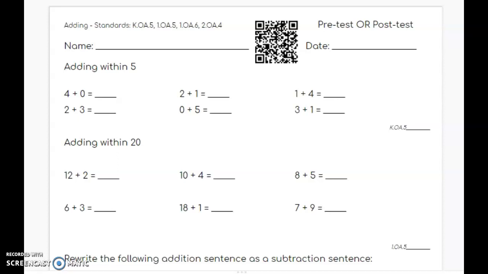Today we're going to be working on adding, so we're doing our test with adding two numbers together. Please write your name here on the name line, and then look up on the board and write down the date for today as well.